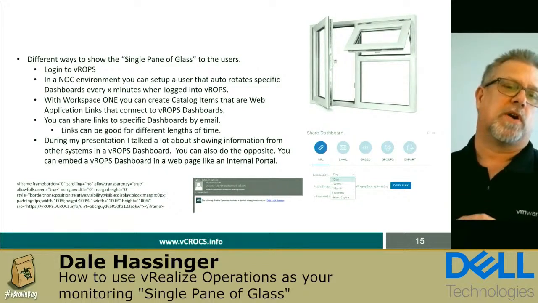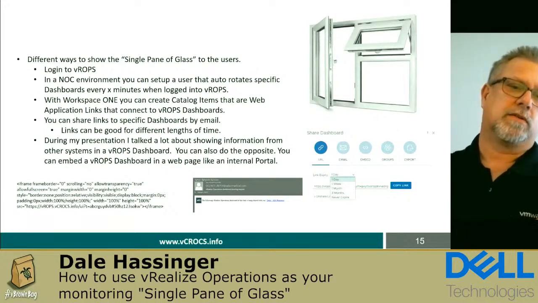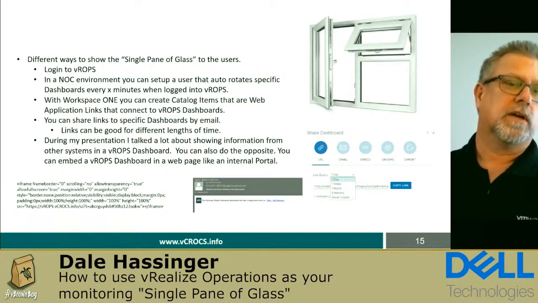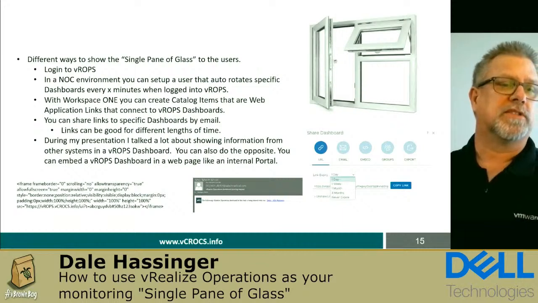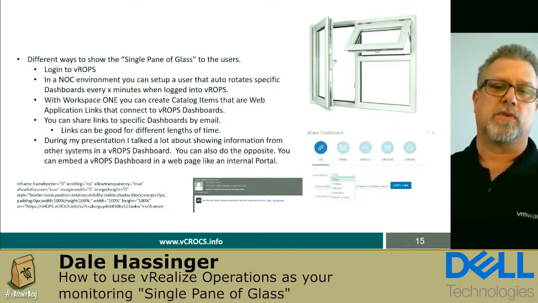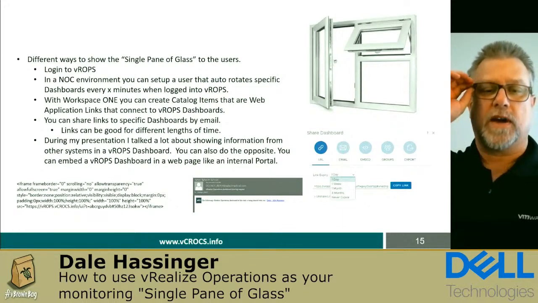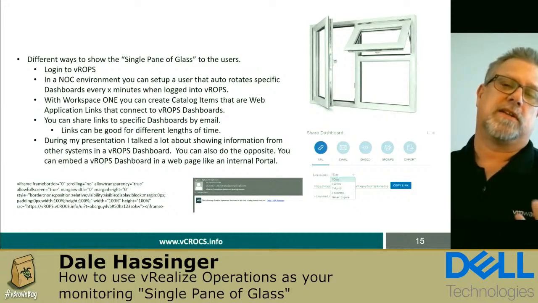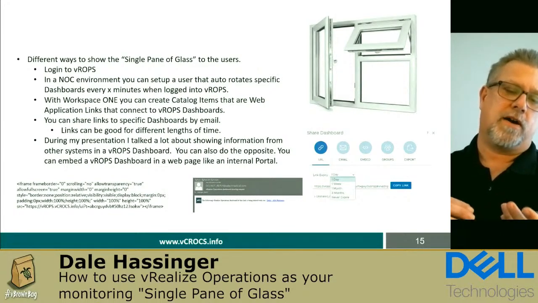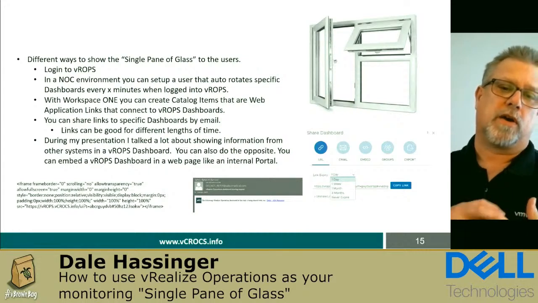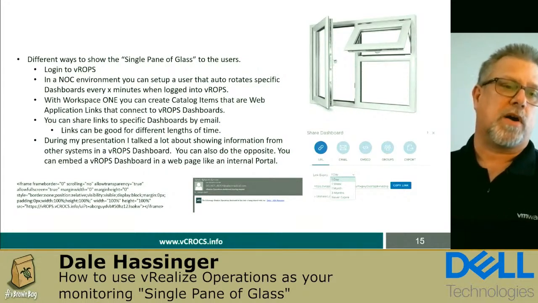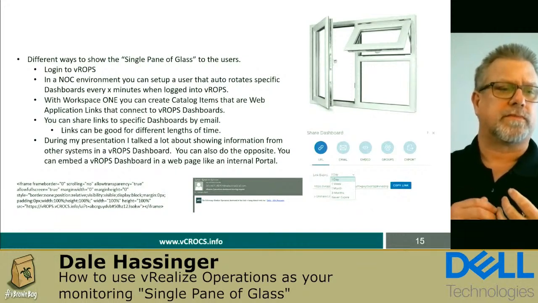If you have Workspace ONE in your environment, you can create catalog items that link to dashboards. And if you just want to send somebody a quick link by email, you can do that. And if you look at my slide deck, when you create these links for people to see outside of VROPS, you can even set a time, and say it's good for one day, a week, a month, or never expire if you're doing it on a company portal or something.